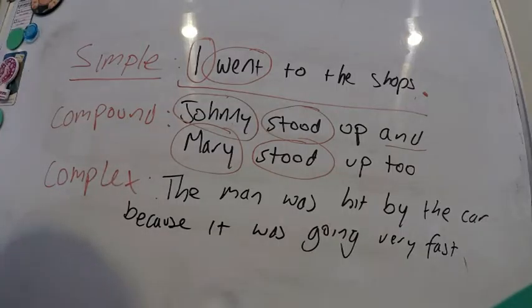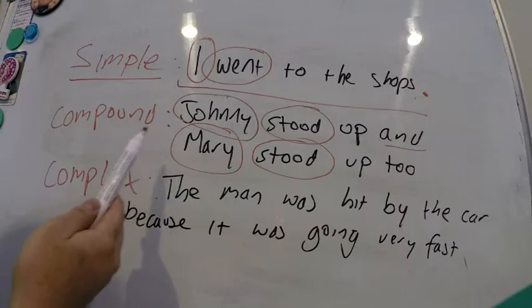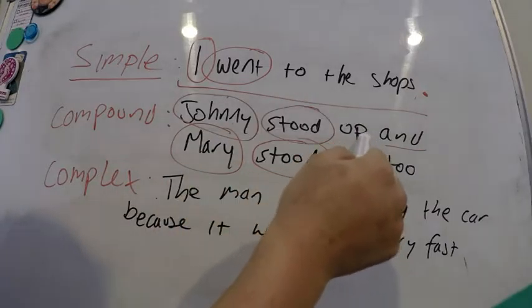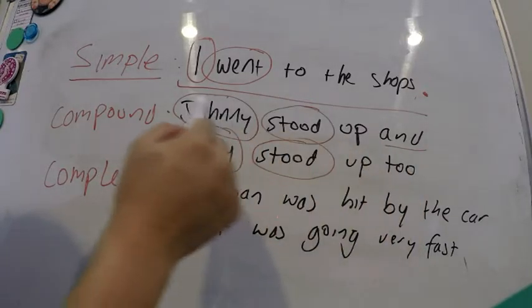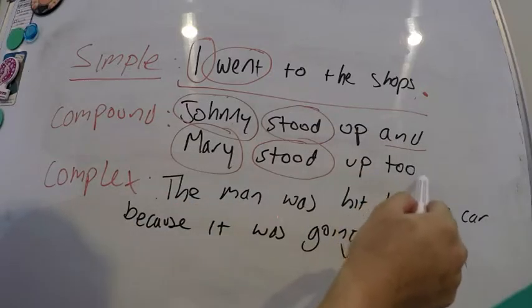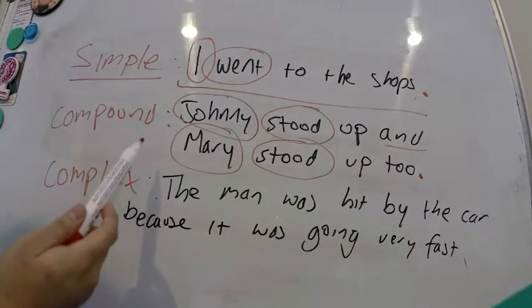So where do we put the full stop when it comes to a compound sentence? Well, we wouldn't put it here, right? Because that's joined to it. The sentence ends right there. So we'll chuck a full stop there. And that's a compound sentence.